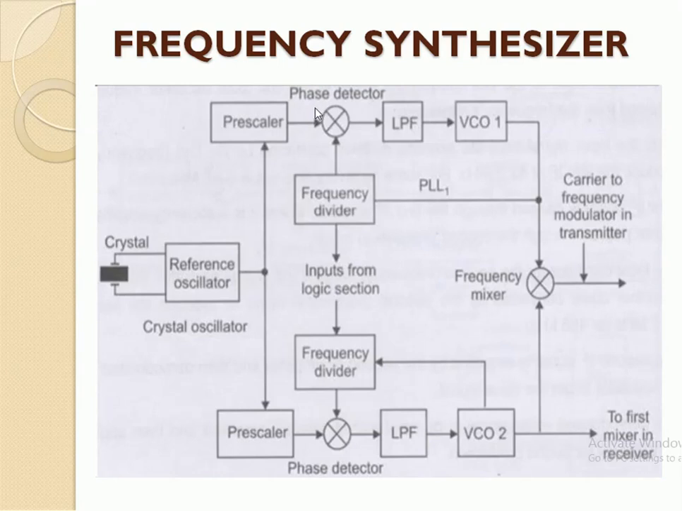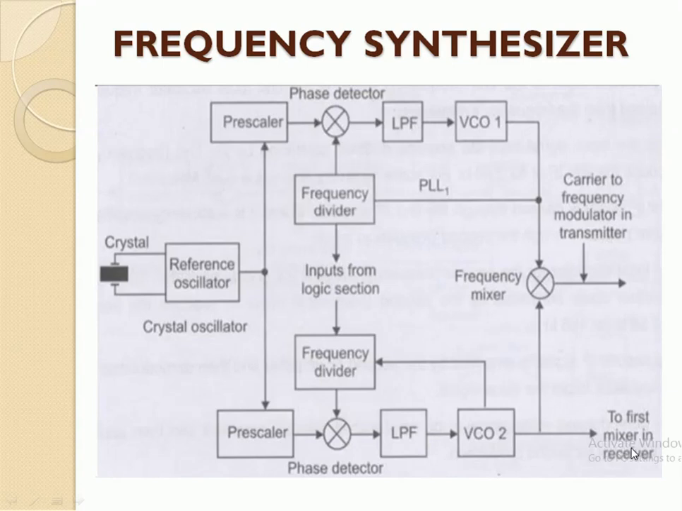Then the output of the VCO, the voltage control oscillator. There are two oscillators, VCO1 and VCO2. The output of VCO2 is used as a local oscillator frequency for the first mixer in the receiver. This is connected to the first mixer in the receiver. There are two mixers in the receiver block diagram. So this output is connected to the receiver diagram.